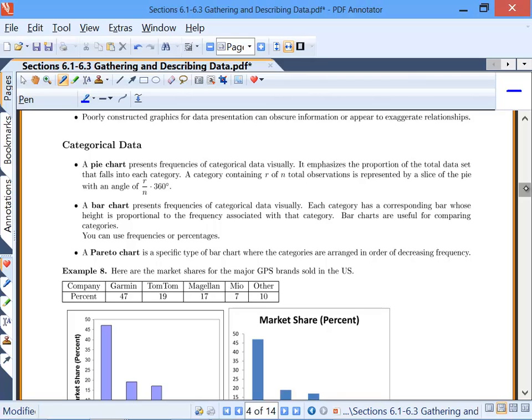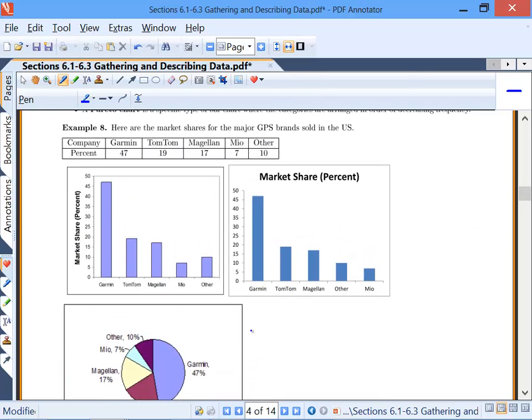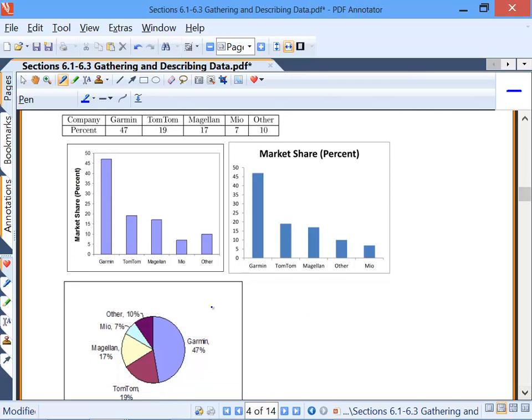So to start with, we have categorical data. If you have categorical data, you can use pie charts or bar charts. I'm sure most of you have used these at some point in your life, or at least seen them. A pie chart is where we look at our data set, find each category, figure out the percentage that goes in that category, and then put it on the pie chart with the representative sizes. For example, here are the market shares for the major GPS brands. My pie chart tells me each category and the percentage, and the size of each pie piece is proportional to its percentage.